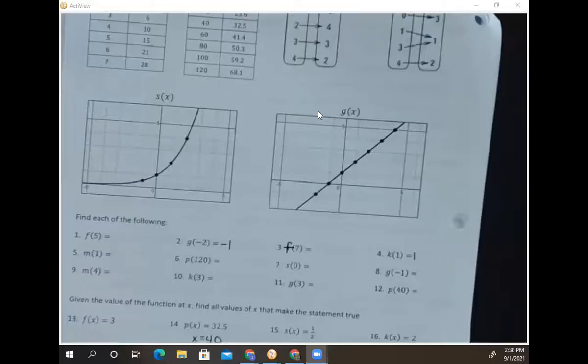Okay, so do we have any questions on your homework from last night? Page 7, or you had page 8, just the odds.